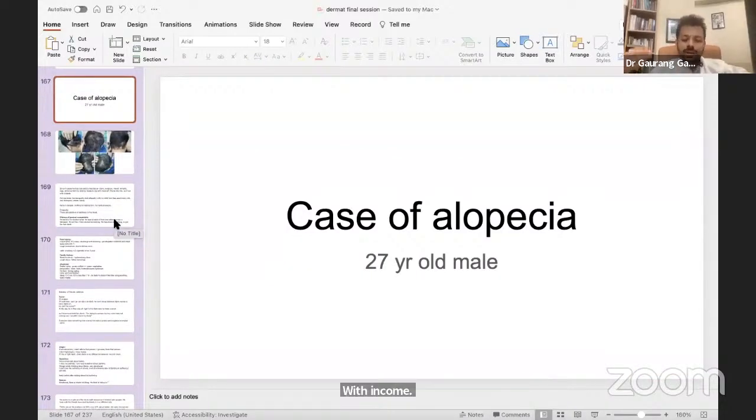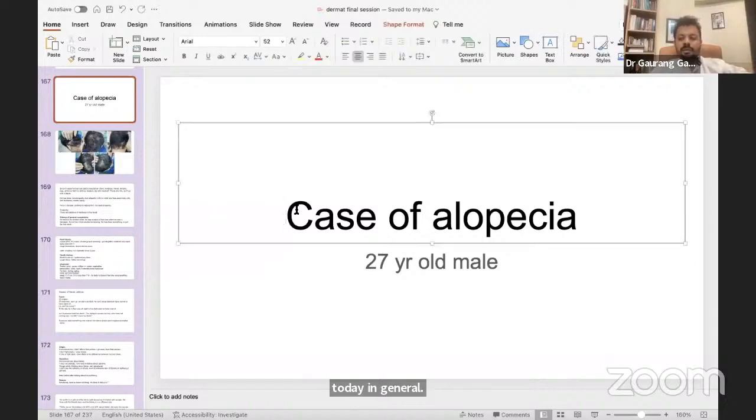Let's come to another case. We are doing a lot of cases today, ladies and gentlemen. We saw this improvement in less than 45 days.